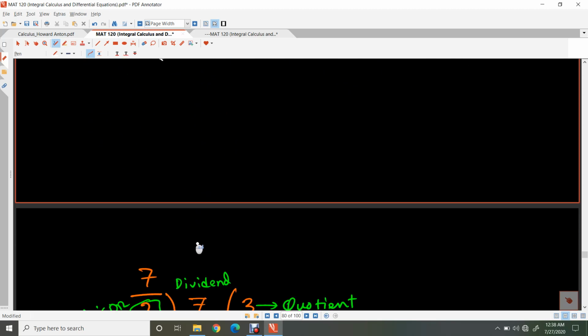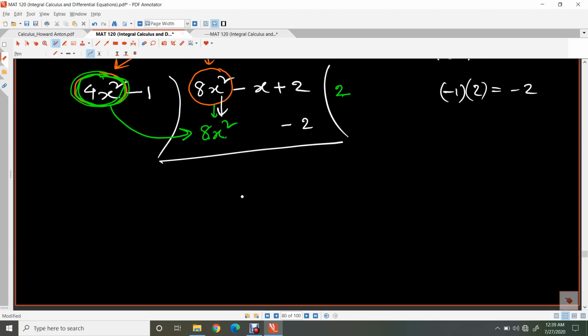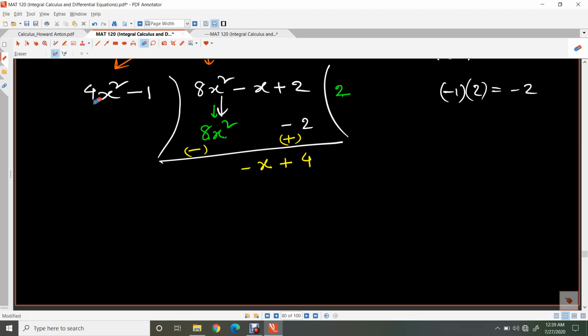Now what we have done for this division, we have subtracted 7 minus 6. The same thing will be done here. That means let's subtract this one, and now we have to bring the remaining parts here. Actually we have here plus 0. So that means we will get -x and 2, and here we have +2. So that means we are getting +4. So you can see we have divided this function by this one.